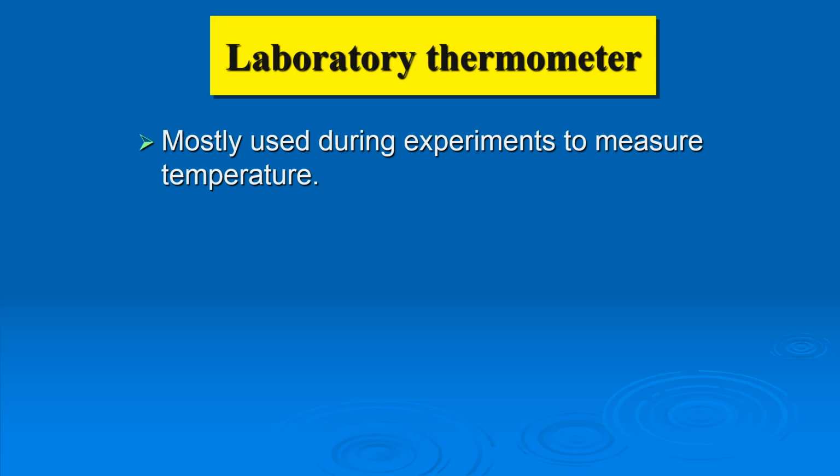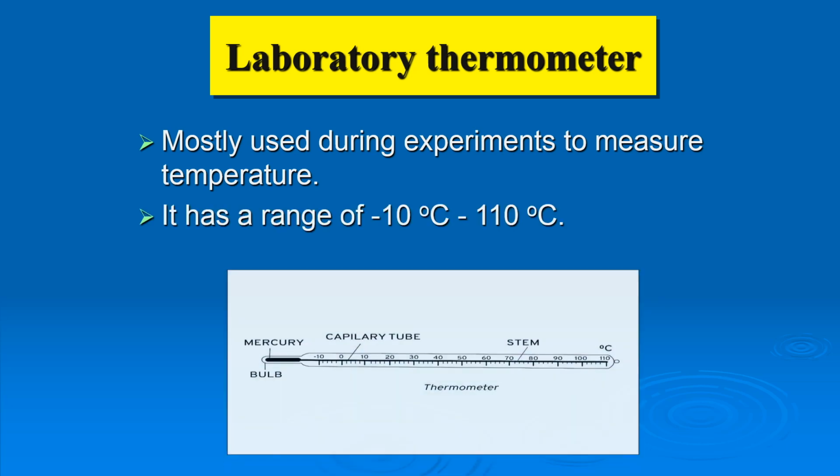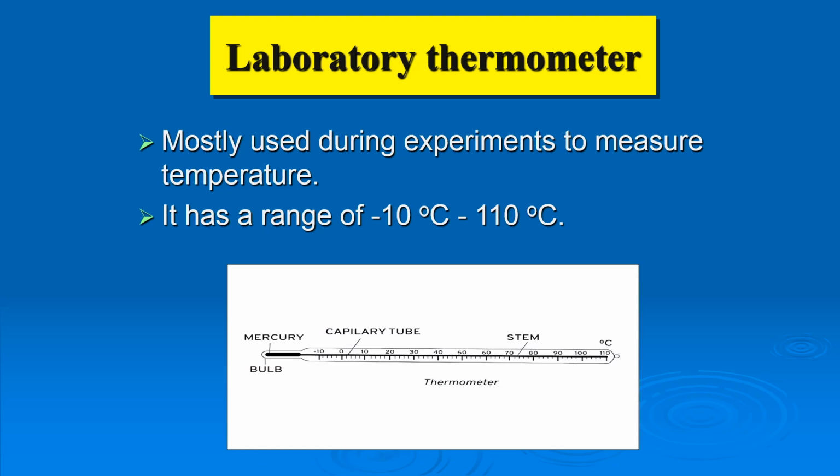The laboratory thermometer is mostly used during experiments to measure temperature. It has a range of minus 10 degrees Celsius to 110 degrees Celsius.